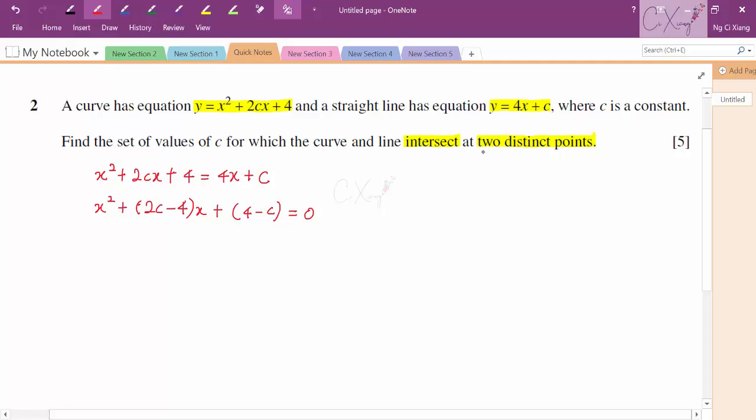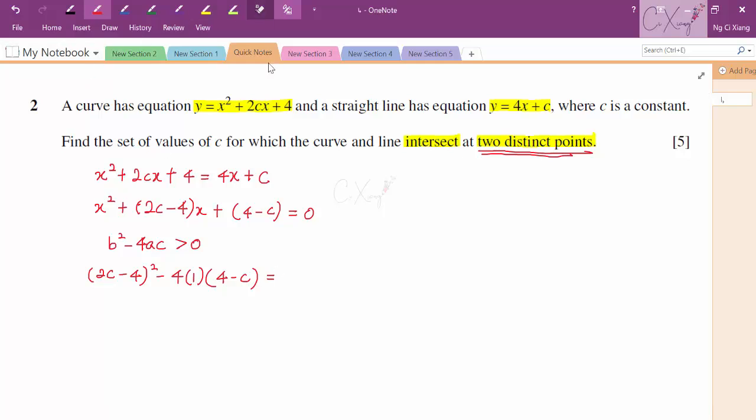And now, since we know that the curve and the line intersect at two distinct points, that means the discriminant of this quadratic equation will be greater than 0. Okay, so where is the b? b will be 2c minus 4 here, the coefficient of x. So it will be (2c minus 4) squared minus 4 times a, where a is the coefficient of x squared, which is 1, and c is the constant term, which is 4 minus c. And it will be greater than 0.